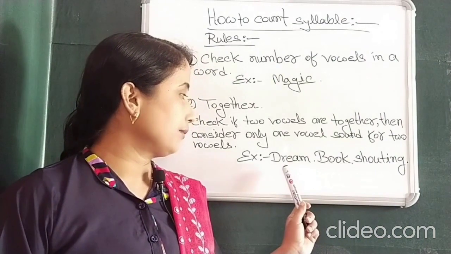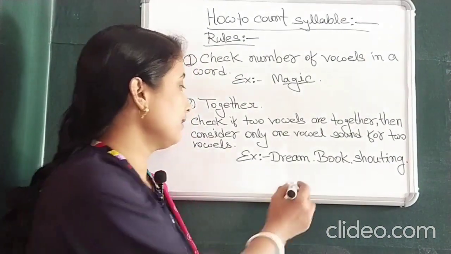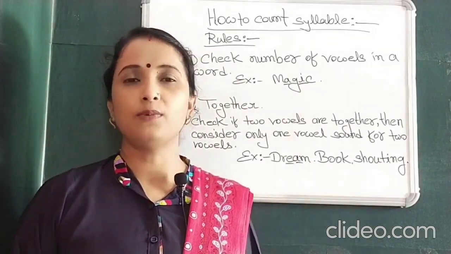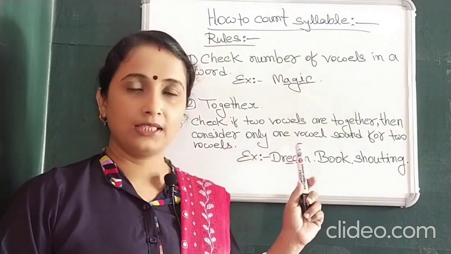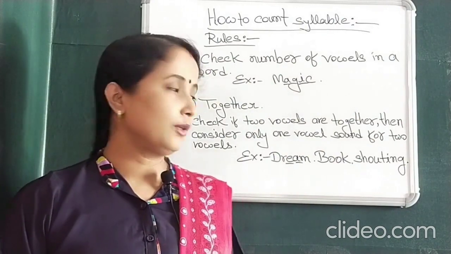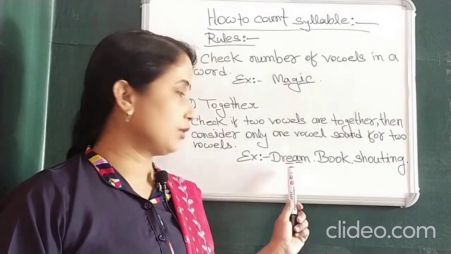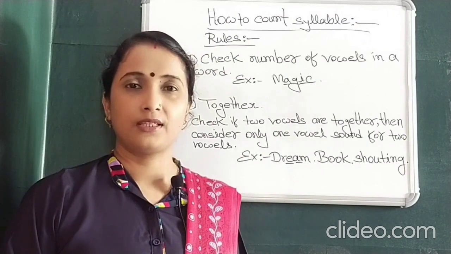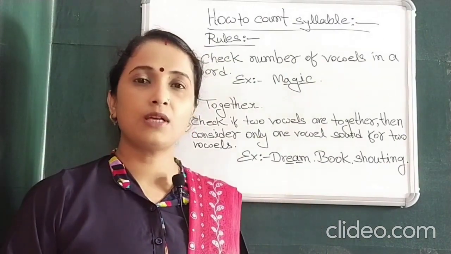In the word dream, there are 2 vowels, E and A. But according to rule number 2, if 2 vowels are together, then we will consider only 1 vowel sound for those 2 vowels. So, in the word dream, we consider only 1 vowel sound for the 2 vowels E and A. So, in the word dream, there is 1 vowel sound, meaning 1 syllable.